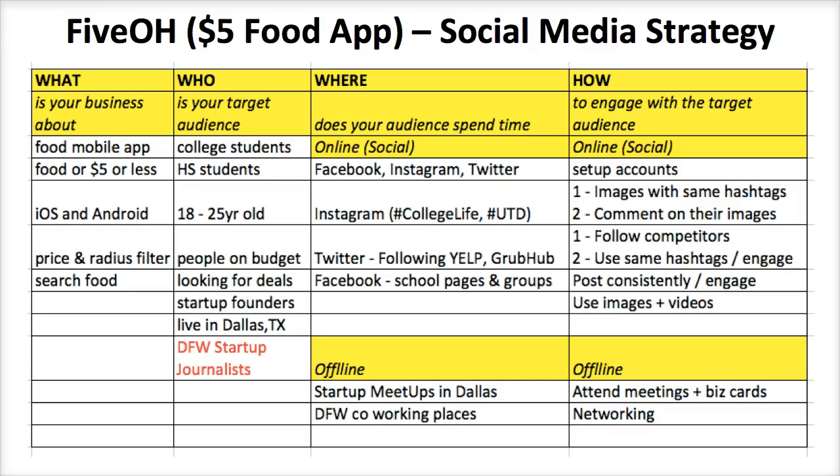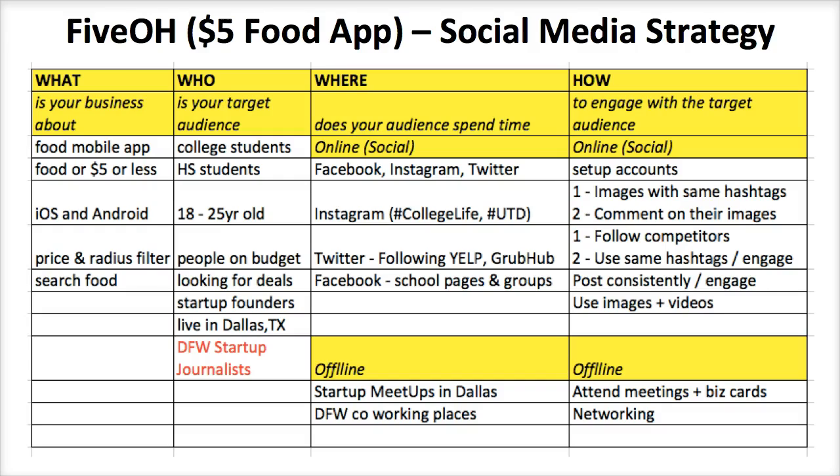So if you think about this, most of the college students and high school students spend a lot of time on Facebook, Instagram, and Twitter. On Instagram, they're using hashtags like College Life and their school hashtags like UTD, which stands for University of Texas at Dallas. On Twitter, we found out that they were following our competitors, so companies like Yelp and Grubhub. On Facebook, they were very active on their school pages and in different groups.